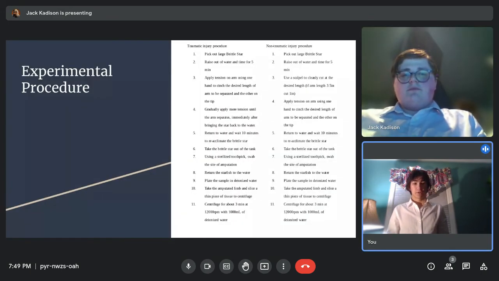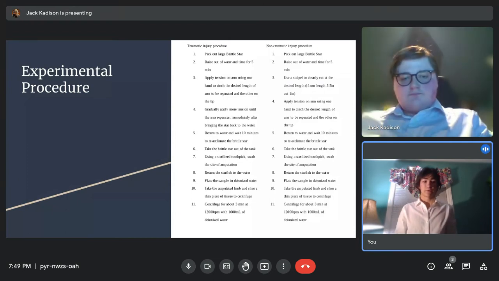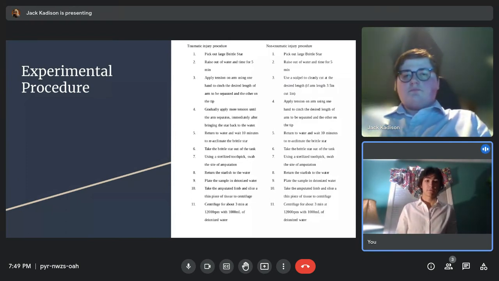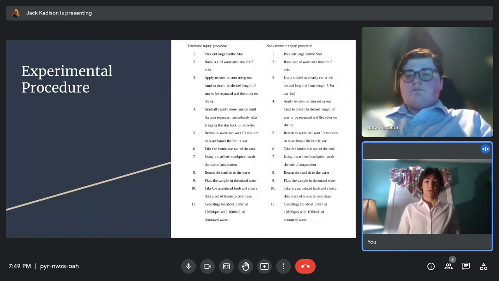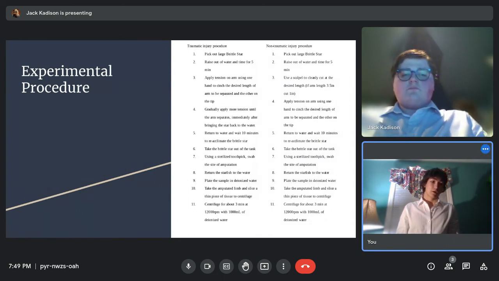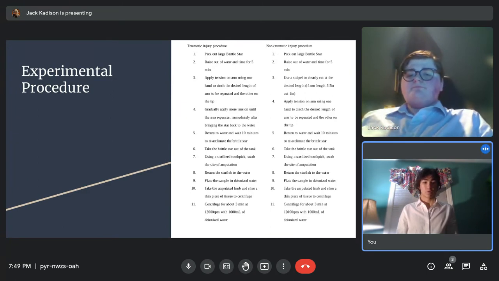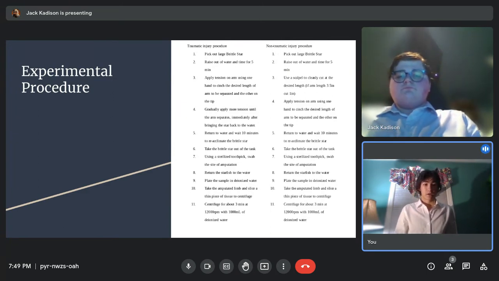Our experimental procedure had 2 different procedures involved in it. The traumatic injury procedure was for a brittle star that received a traumatic injury, which was provided using an increasing amount of tension at a certain length across the arm. In this instance, we used approximately 2 inches from the tip of the arm towards the base, and by applying greater amounts of tension, we were able to separate the arm, creating a traumatic injury, which we then swabbed with a sterilized toothpick and plated.